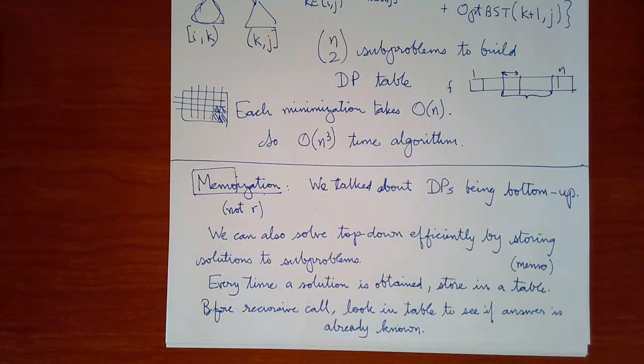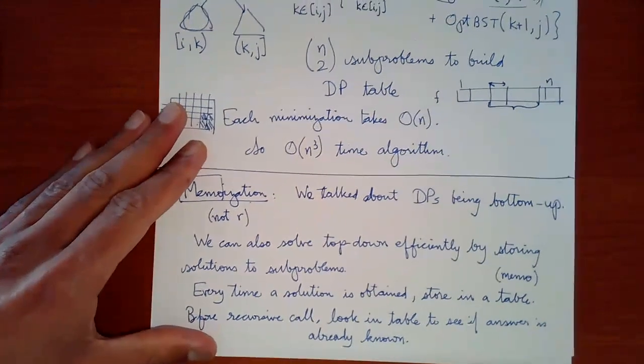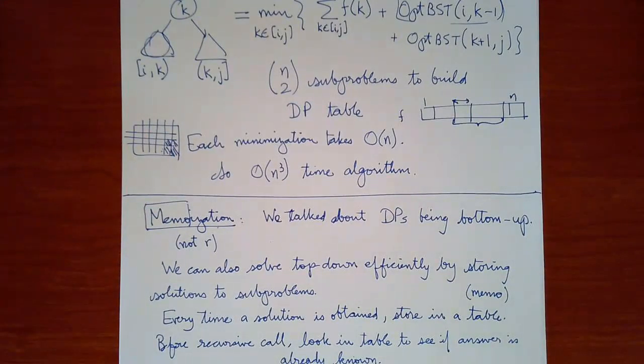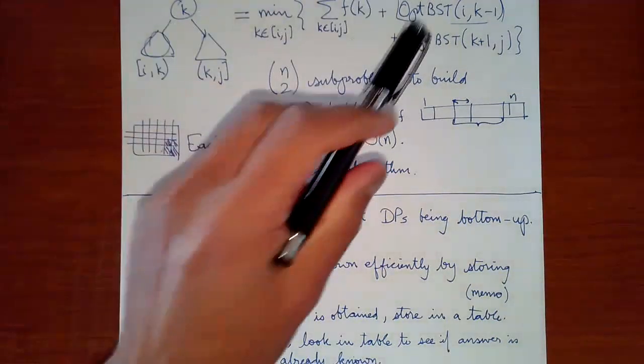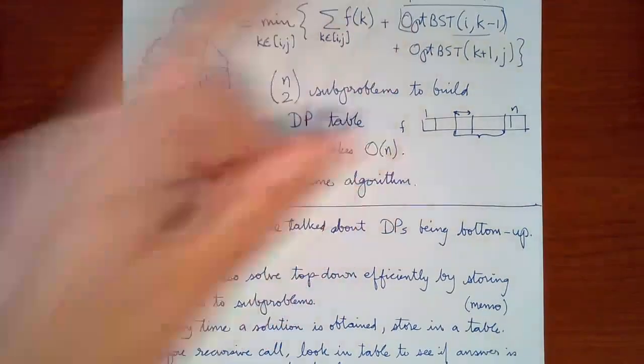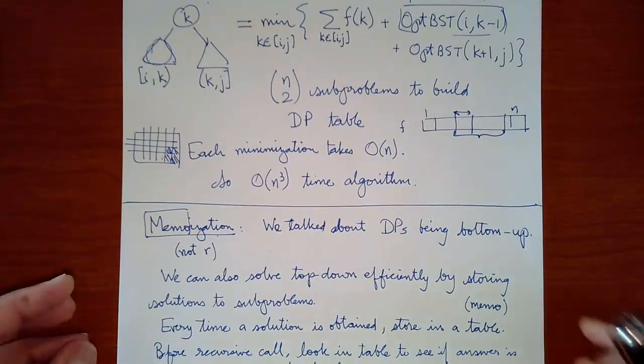So that's what memoization does. Right, so it's nothing mysterious. It's simply saying store the output of any recursive algorithm in a table, and before you actually make a recursive call, look up in the table. That's it.